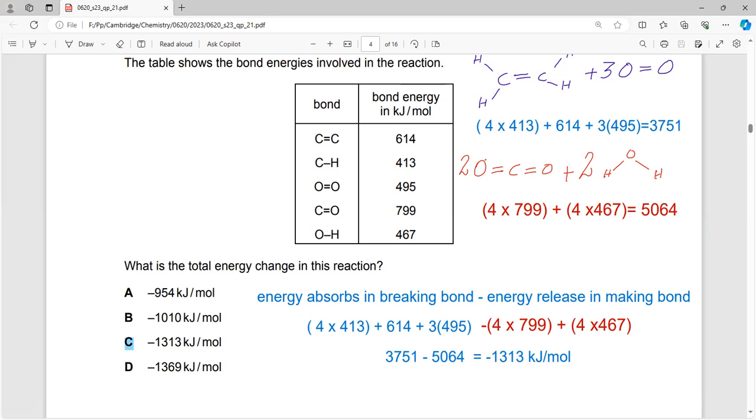What about the energy released on the product side? This is an exothermic reaction, and that's represented as negative. So the energy absorbed in the reactant, 3,751, minus the energy produced in the product, 5,064, our answer is coming in minus 1,313. This is an exothermic reaction. Why? Because the answer is negative. So C is our correct option here.